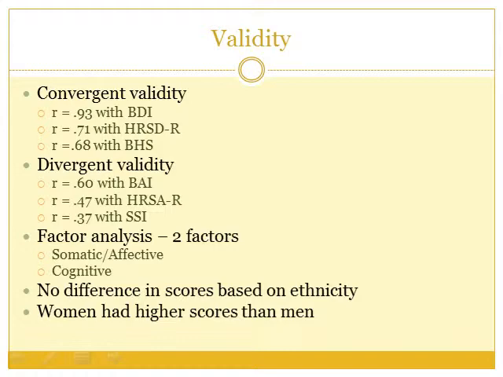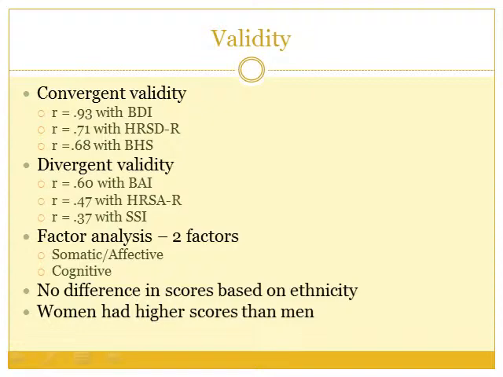had very high correlations with the original BDI, with the revised Hamilton Rating Scale for Depression and the Beck Hopelessness Scale. In terms of divergent validity, the developers of the test found the BDI to have strong to moderate correlations with the Beck Anxiety Inventory, the revised Hamilton Rating Scale for Anxiety, and the scale for suicidal ideation.